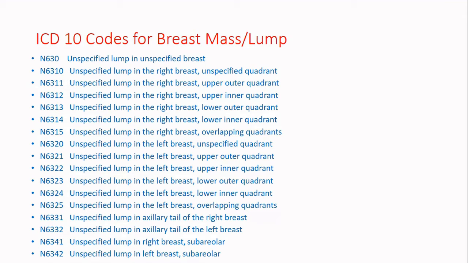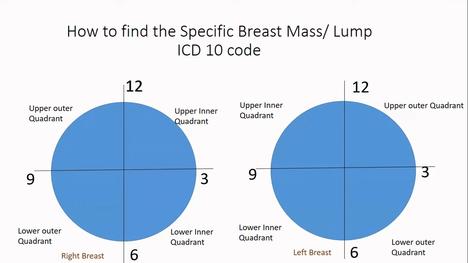on the basis of clock position. So let us see how we can code these codes. Here you can see the right and left breast are given, and they can be coded as per their quadrants. So based on the clock position, you can code specific codes from the N63 series for breast mass and lump.